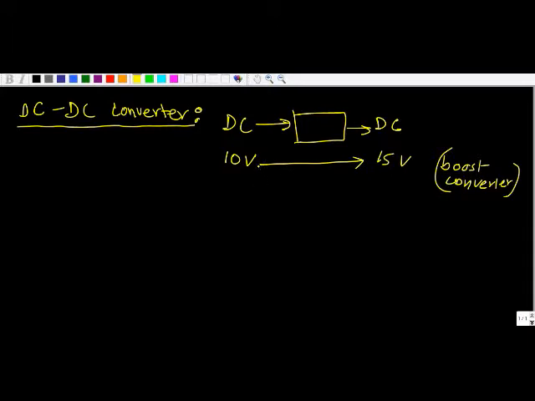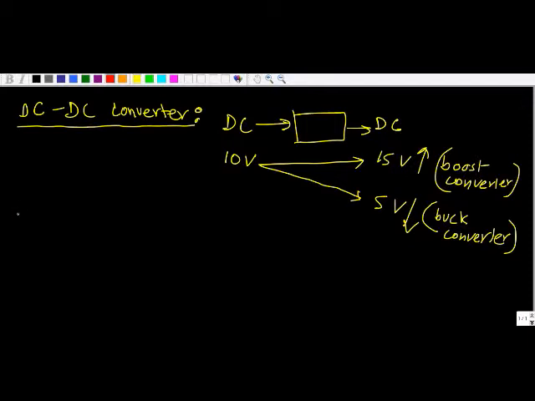In the same way, for a 10-volt input voltage, we may get 5-volt output voltage. In this case, it will be called a buck converter. And there is one more converter, that is the buck boost converter, that can produce both a high voltage or a low voltage by using the same circuitry.